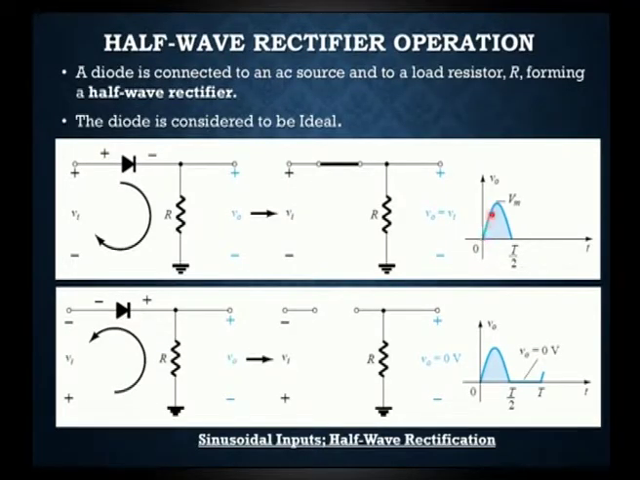V naught will be of V m. V m is the maximum peak amplitude that we can see in the output voltage, and this will be only a half wave, because only the positive half wave cycle of the input voltage will be rectified.